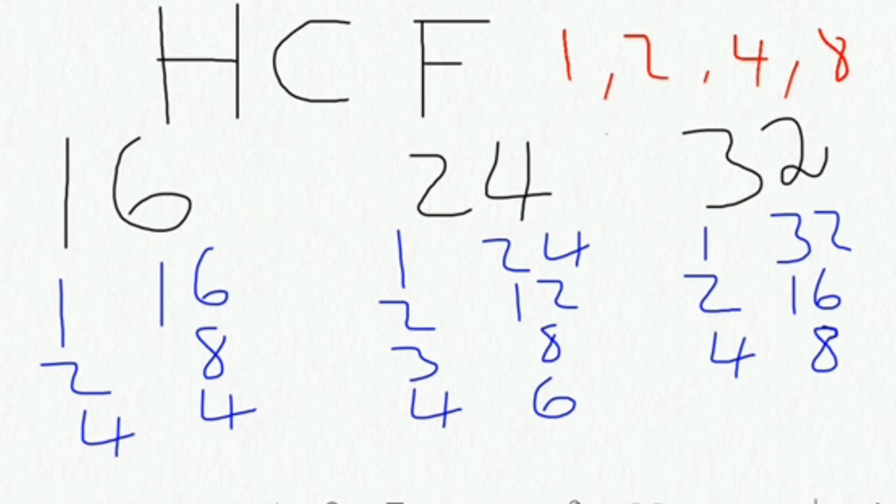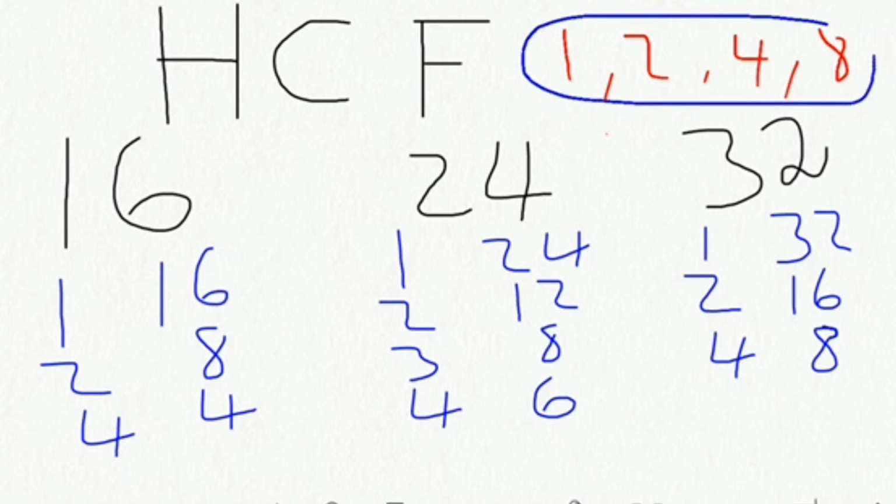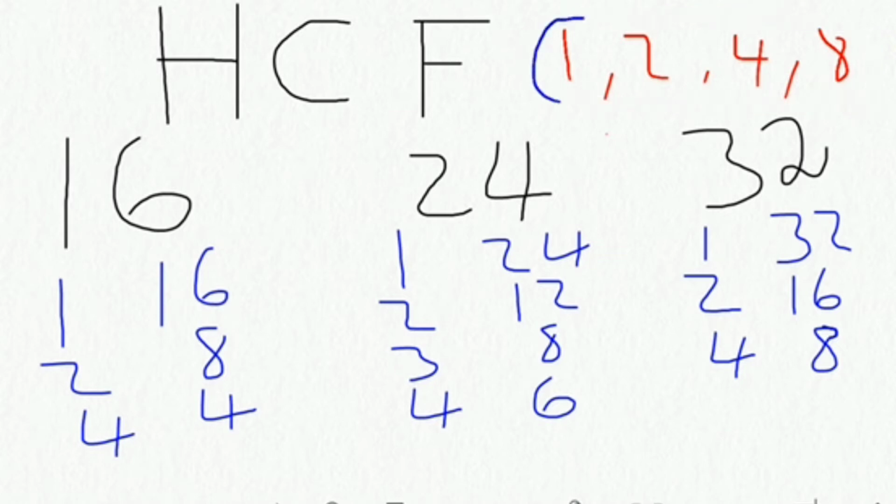Let us move to letter H. Now, between these common factors, which one is the highest? Between 1, 2, 4, 8. Since these are the common factors of these numbers, which common factor is the highest? Obviously, this one is the highest common factor. It's a factor. It's common to all these numbers and is the highest.